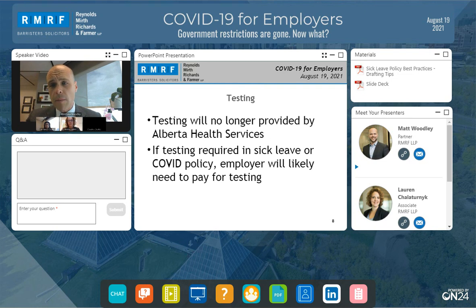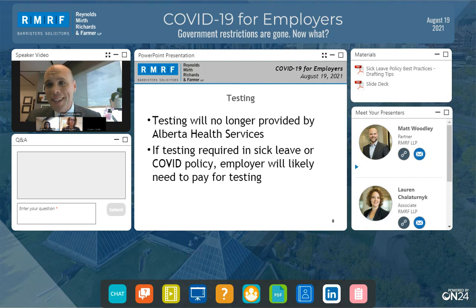And really importantly, and something that people don't think about because it's not the sort of thing that you have to set out in your policy, you need to be thinking about where you are going to do this testing. Like what organizations are you going to be accessing that will allow you to actually say to an employee, you've got to go and get a test.